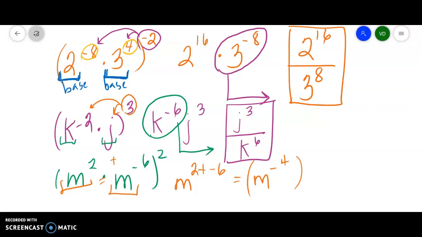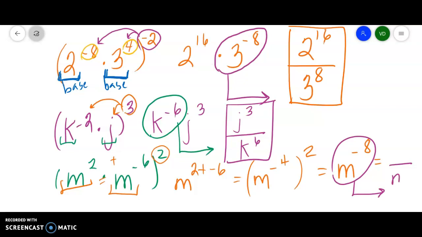And then we cannot forget that 2 that we had on the outside. So if we multiply those, my final answer is going to be M to the -8. If we are rewriting without negative exponents, then I drop that to be my denominator, M to the 8th power, 1 on the top, and now that is my final answer.